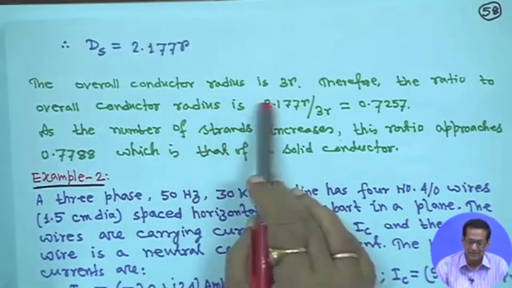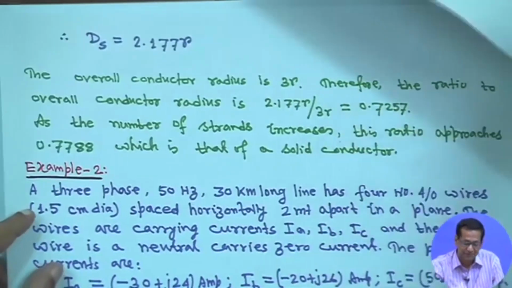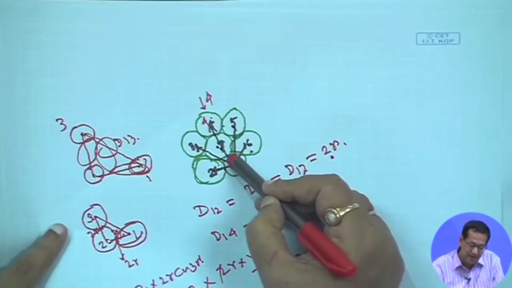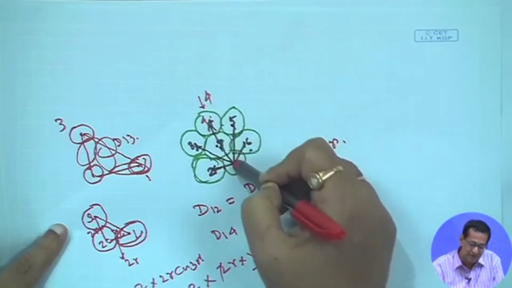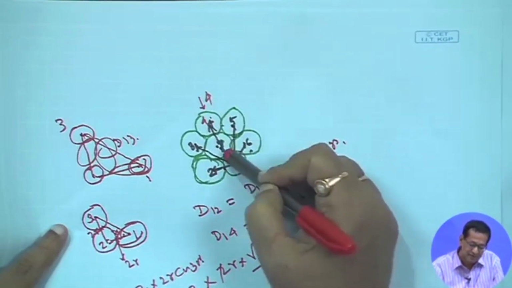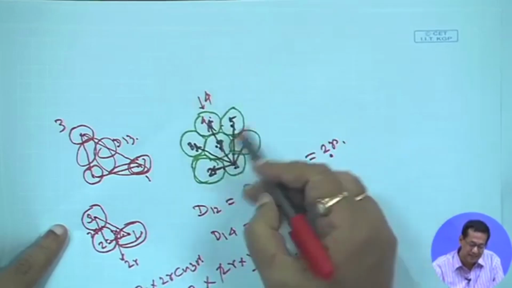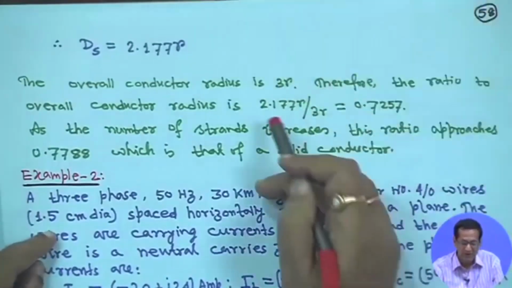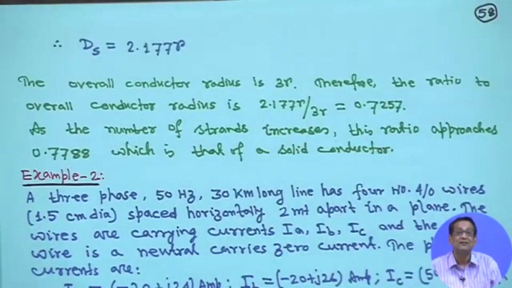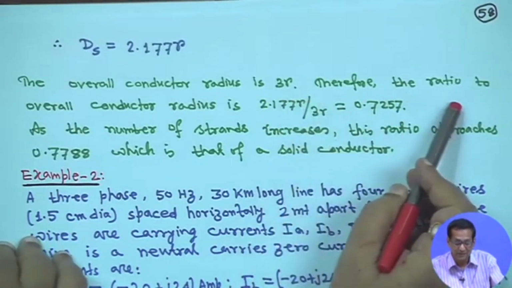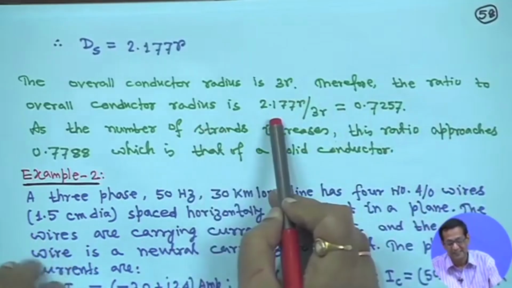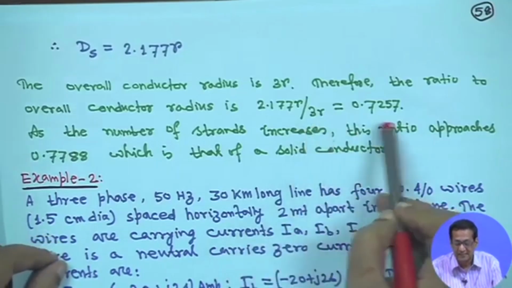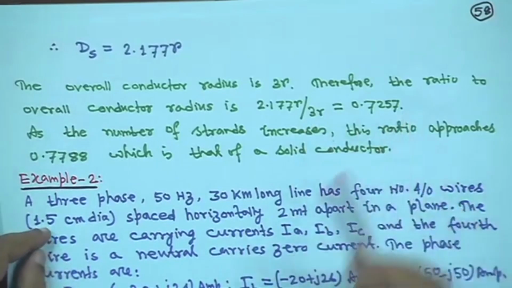So, the overall conductor radius is 3r, because from here this is 6 strands. So, it is from here to here r, right. If you take the overall strand, this is 2r, this is 2r, this is 2r, so 6r. So, radius is 6r by 2, so 3r. Therefore, the overall conductor radius is 3r. I have written here 3r. Therefore, the ratio to overall conductor radius is 2.177r divided by 3r is equal to 0.7257, right.